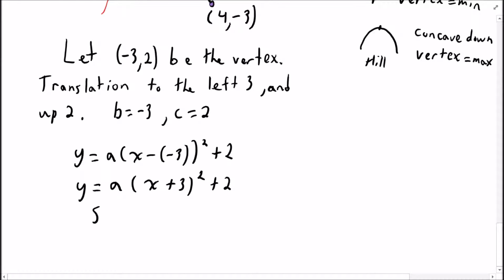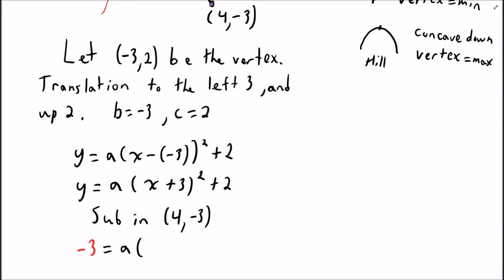So we do the same thing we did last time. We're going to sub in the other point to make the curve go through it. So we're going to sub in 4, -3. And remember, -3 comes first because that's the y. So -3 equals a bracket 4 plus 3 squared in brackets plus 2.